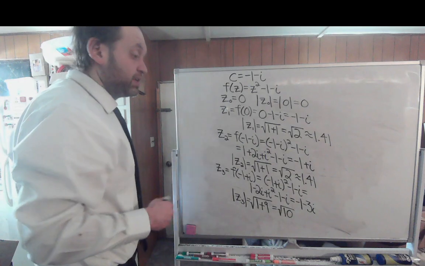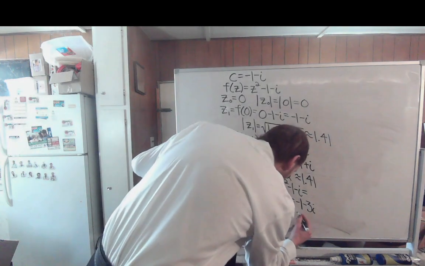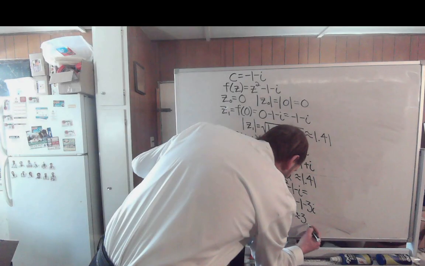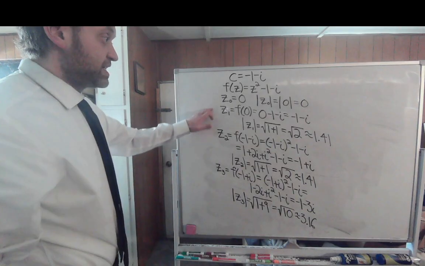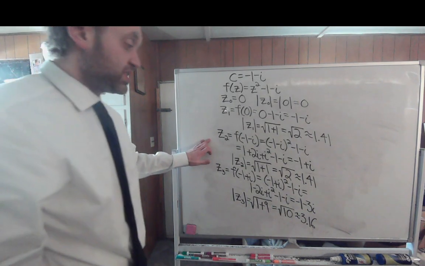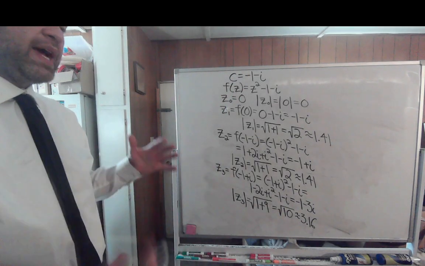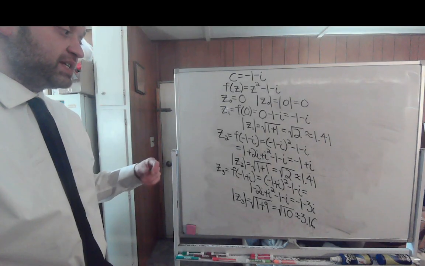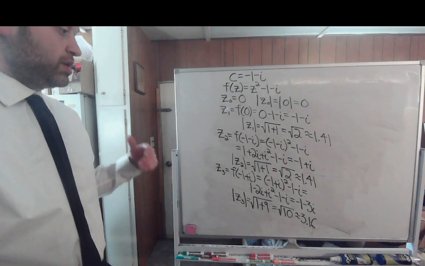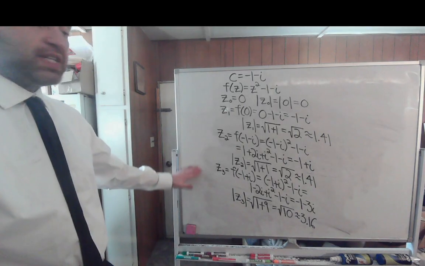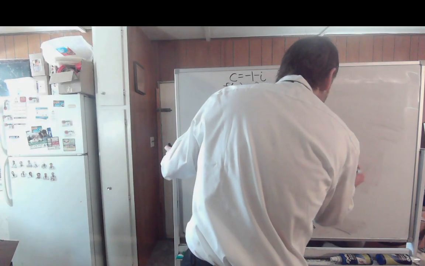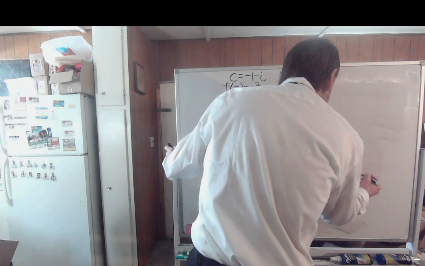That's approximately 3.16. So it looked like from the z sub 1 and z sub 2 it was going to hold steady, but once you get to z sub 3, you see it starts dramatically increasing. If I found a z sub 4, I bet you would see it increases even more for your absolute value. So in this case, it does not belong to the Mandelbrot set.